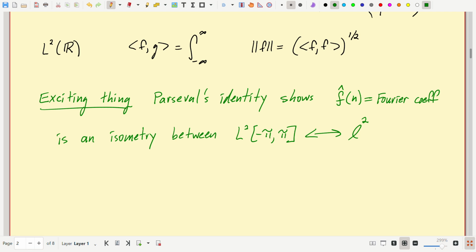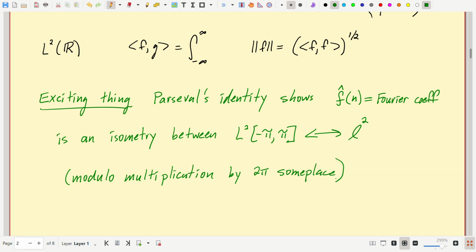There would be some stupid factor of pi in the thing. So we'll say modulo multiplication by some 2 pi somewhere, depending on how you define all these things. That's really interesting. It means that the Fourier coefficients are kind of like coordinates.